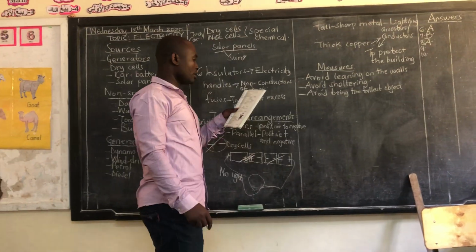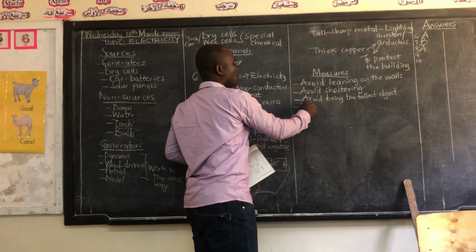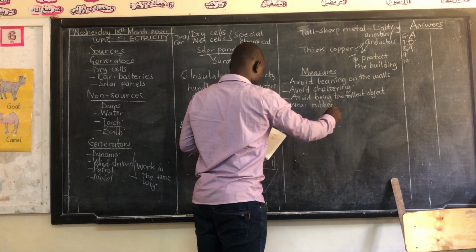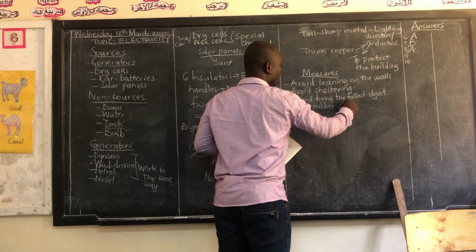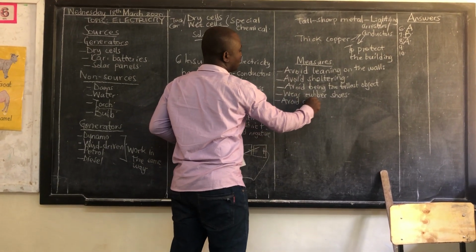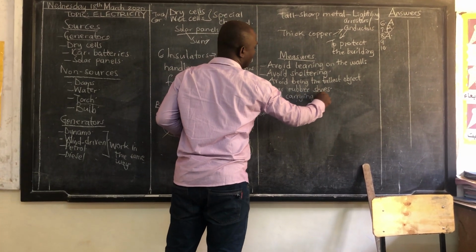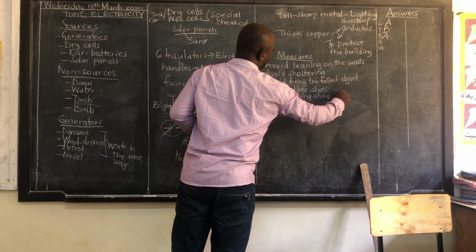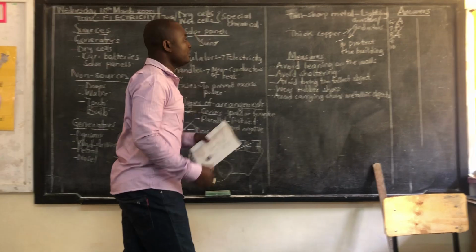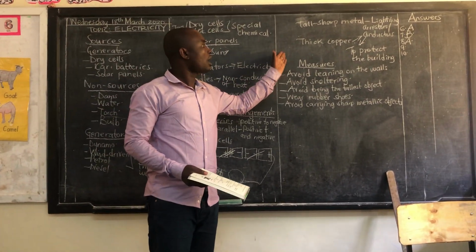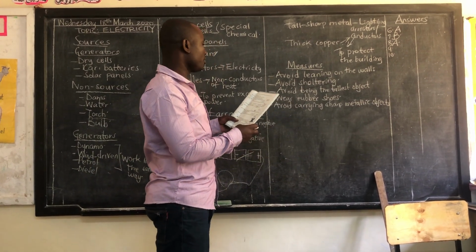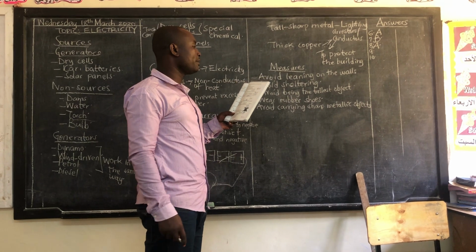When it is raining, we should also wear rubber shoes. And we should avoid carrying sharp metallic objects when it is raining. These are some of the measures we should take to protect ourselves when we have lightning.